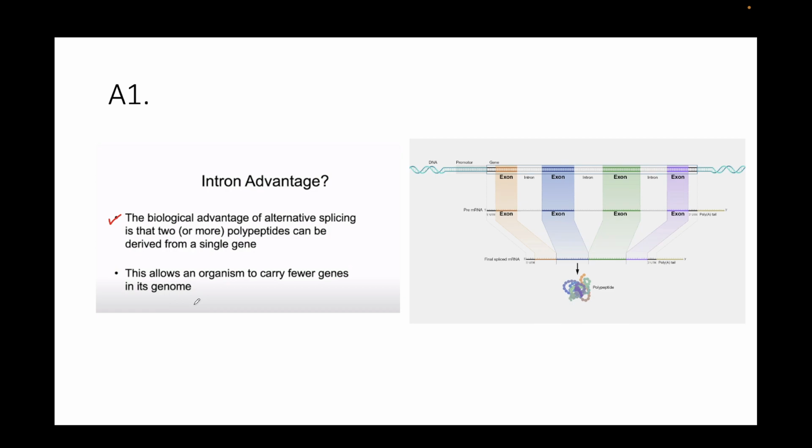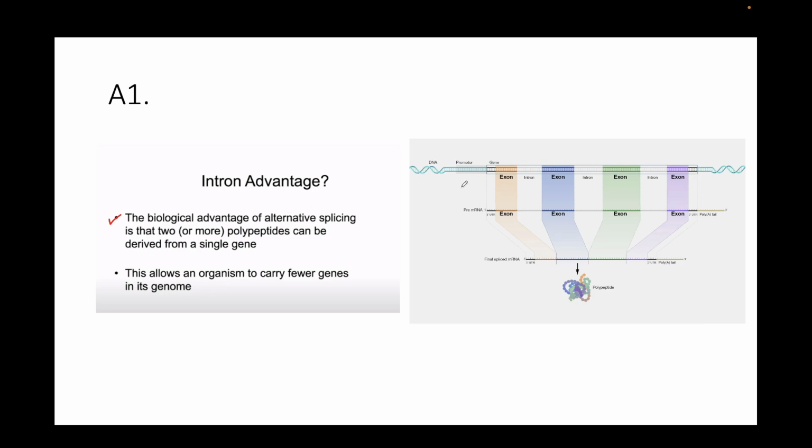Next is, this allows an organism to carry fewer genes in its genome, right? We humans carry 23 pairs of chromosomes. For example, a mouse or any simple or very small organism can carry a smaller number of genes in the genome, which lead to different types of polypeptide production.